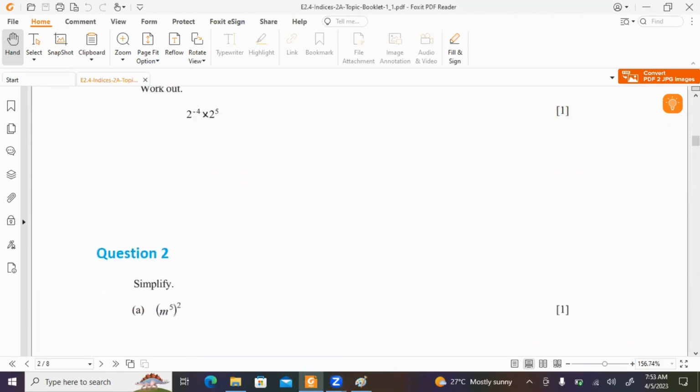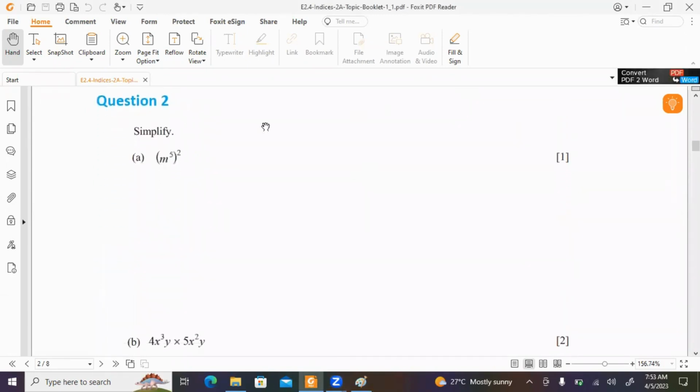Then if we look at the second question, it's applying the power rule. There's a power inside the bracket, and now there's a power outside the bracket, which means we will multiply the powers. So it becomes m to the power of 10.